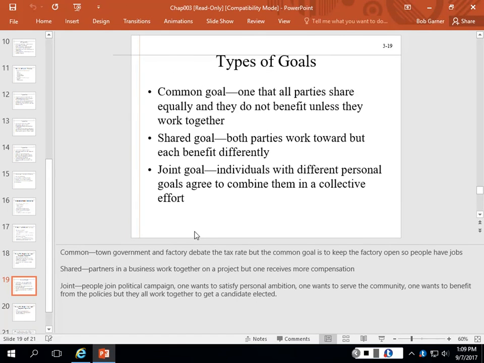All right, there are different types of goals. We're going to define a common goal as one that all parties share equally, but they do not benefit unless they work together. My example: a town government and a factory debate the tax rate, but the common goal is to keep the factory open. So what happens if the factory closes? How does the town get hurt? Tax revenue goes down.